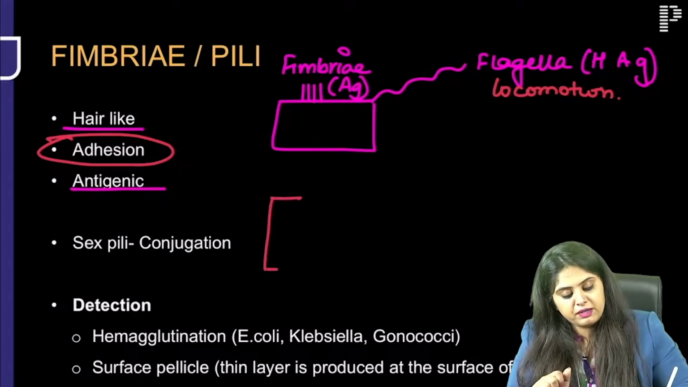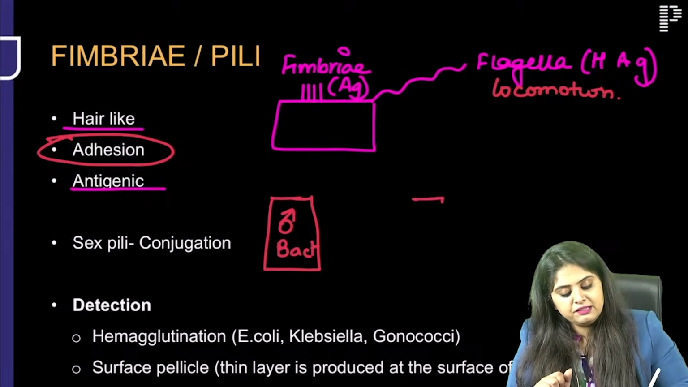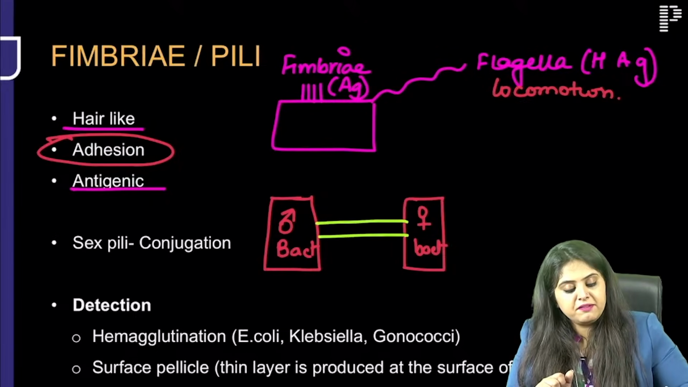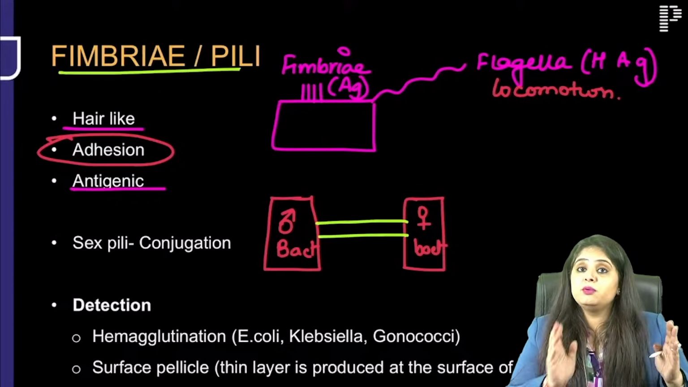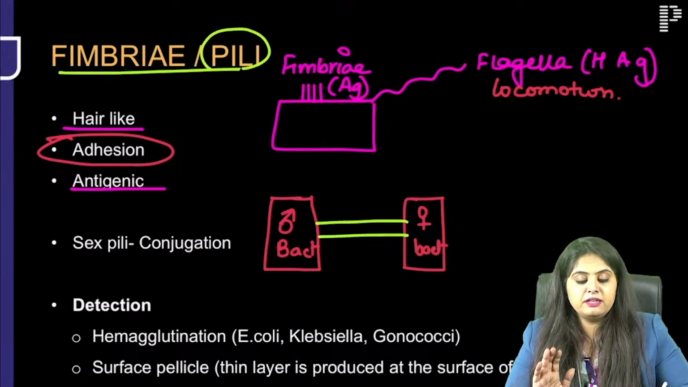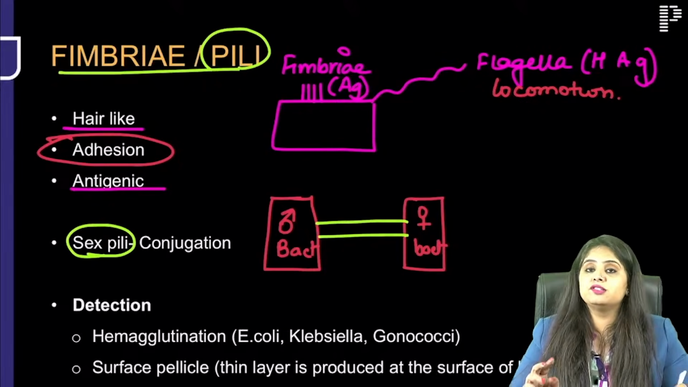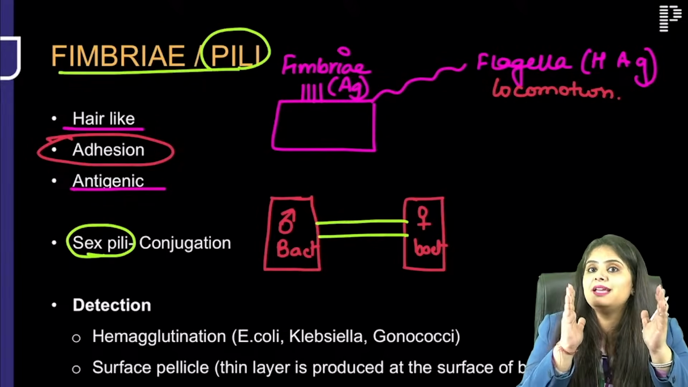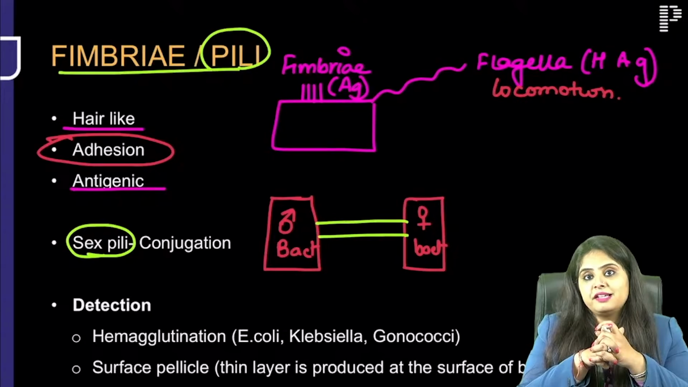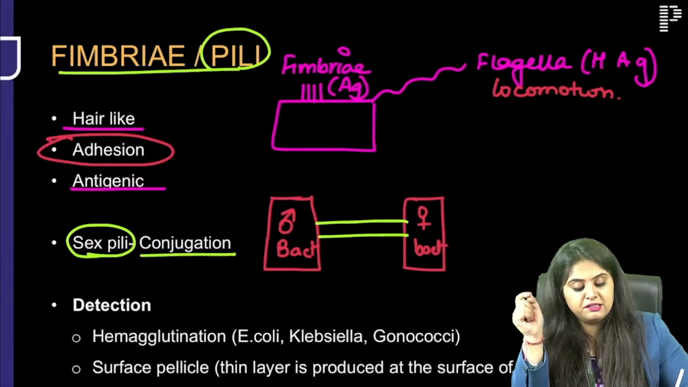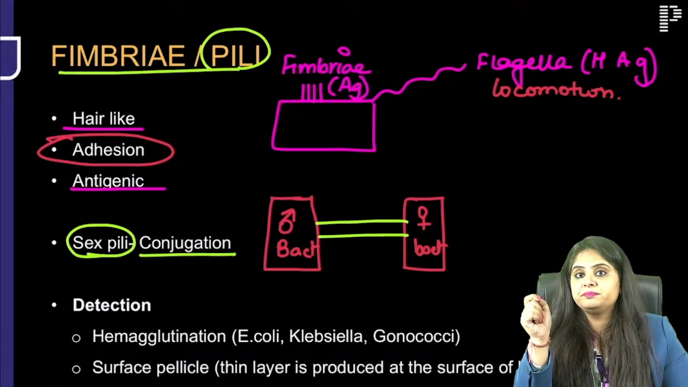So if this is one bacteria, for example, let's say this is a male bacteria, and this has to adhere to a female bacteria. In between them, that connection will be made by Fimbriae. And because it's between male and female, instead of calling it Fimbriae or Pili, can I now call it sex pili? Because this is causing an attachment between a male and a female. So now I call it sex pili, and this process of sex pili formation in bacteria is known as conjugation.